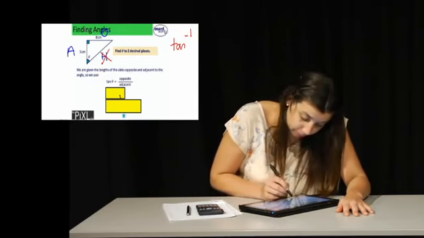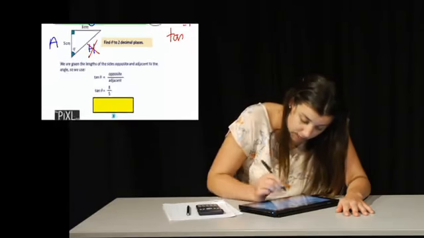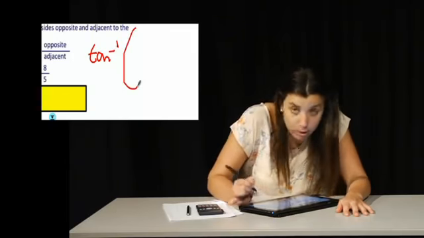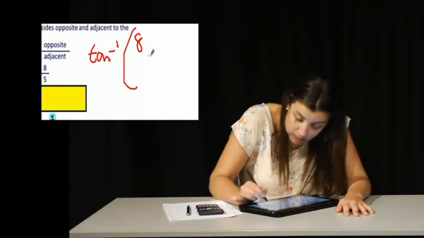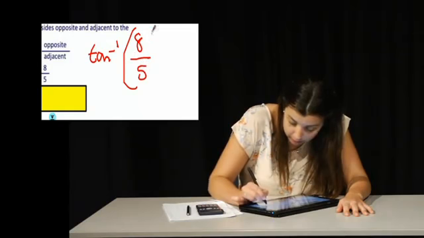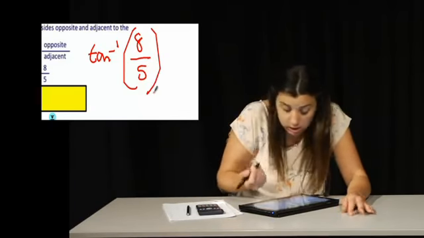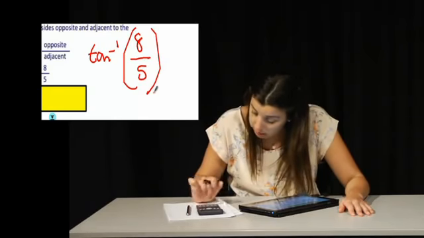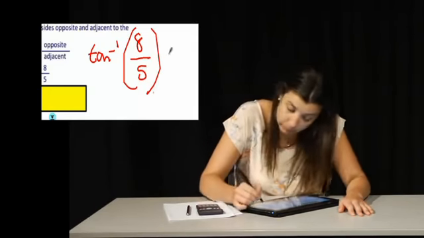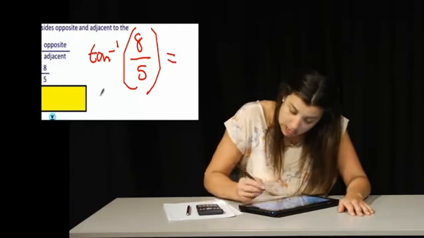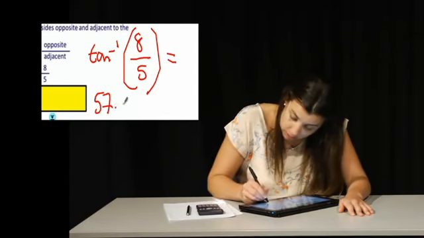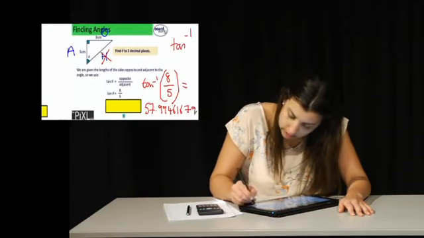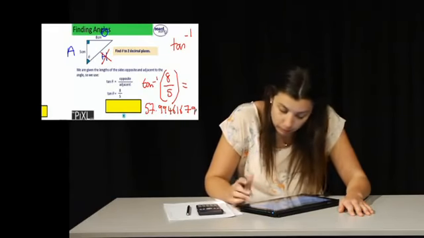So we have tan to the -1. I'm going to rewrite it out here. Tan to the -1, open brackets, 8 divided by 5. And remember, that line across is just divide. So on my calculator, open bracket, 8 divided by 5, close bracket, equals. And I've got an angle of 57.99461679. Again, I'm writing down all the values.